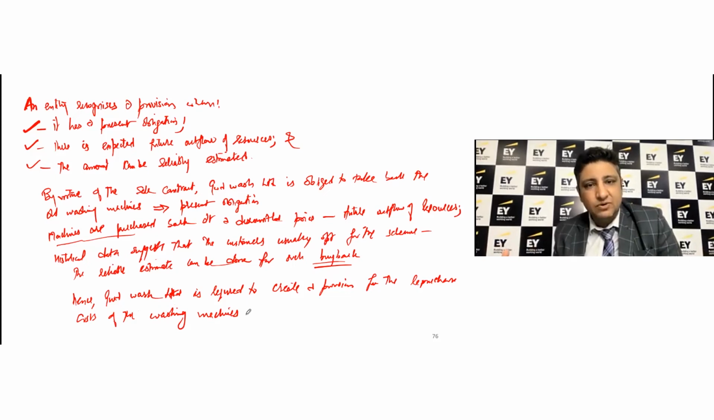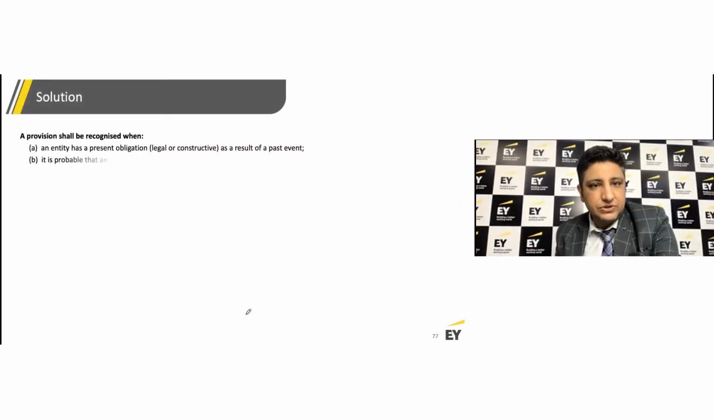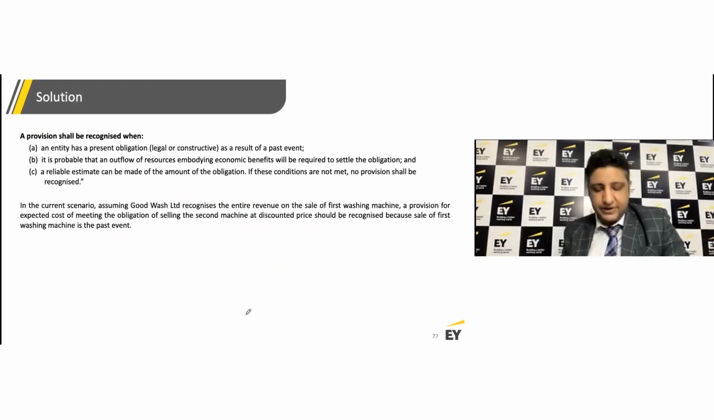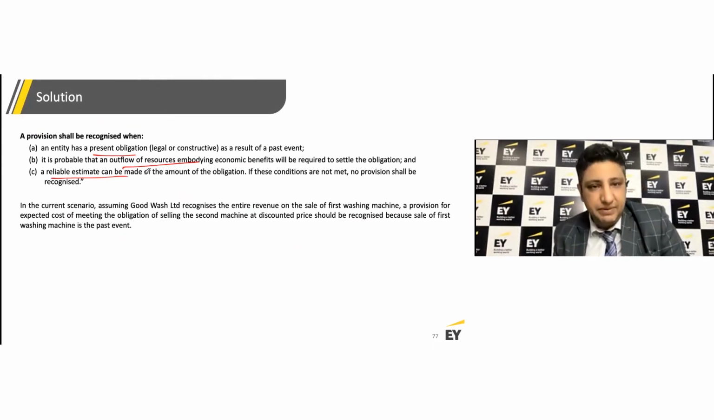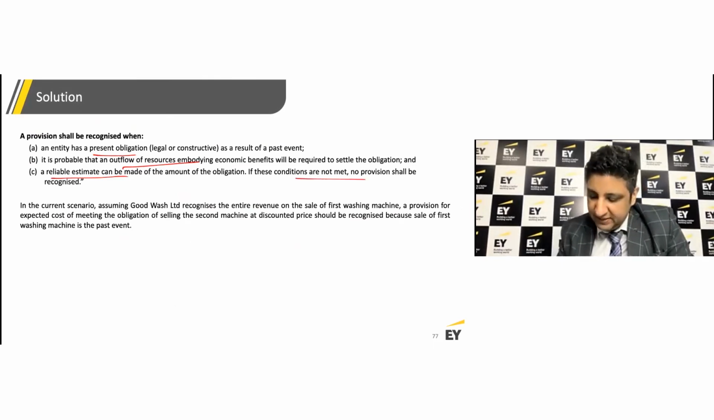So be very clear about what the examination is asking you to do, and of course explain that well. All right, let's have a look at the formal solution. It says that a provision shall be recognized when there is a present obligation, outflow of resources is probable, and a reliable estimate can be made. Okay, if any of these conditions are not met, then you cannot recognize the provision.